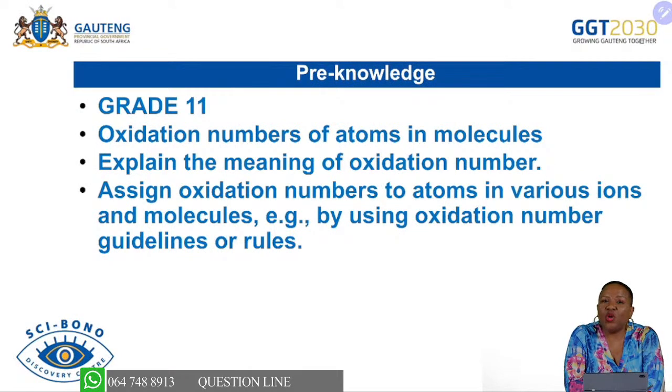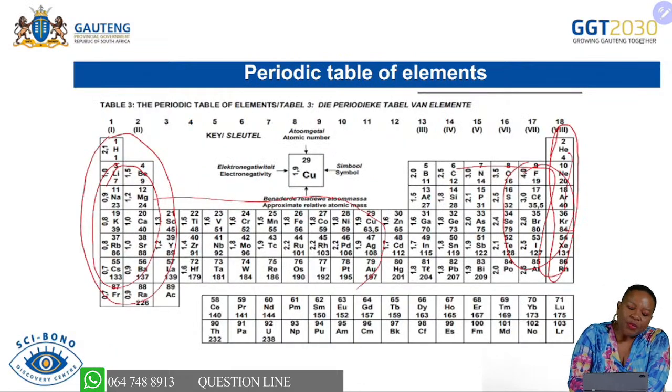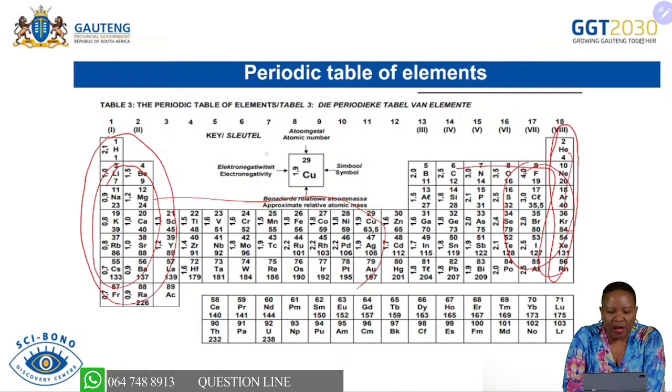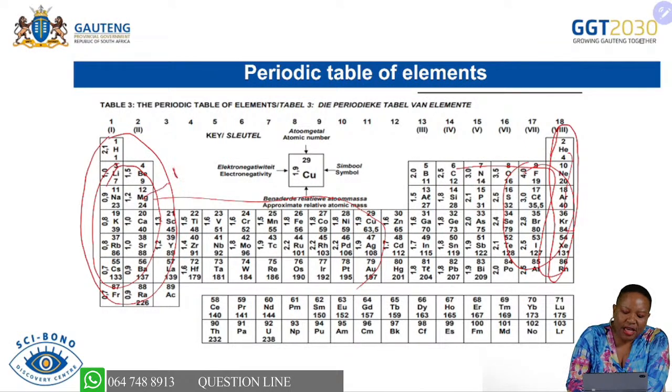Now, we are going to look at oxidation numbers. From grade 11, we looked at oxidation numbers. We assigned oxidation numbers in different compounds and atoms. But what is important for this year is that you understand that the oxidation number of all elements that you see in the periodic table is 0. Therefore, if you look at magnesium, Mg, its oxidation number is 0.